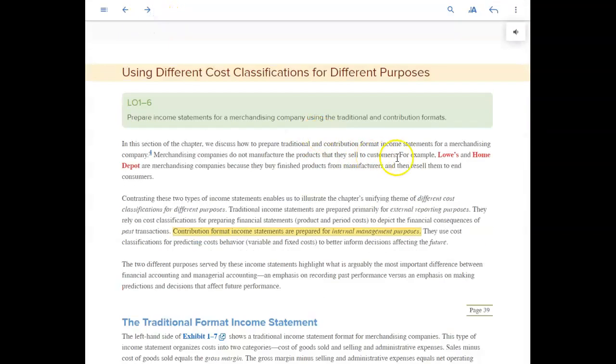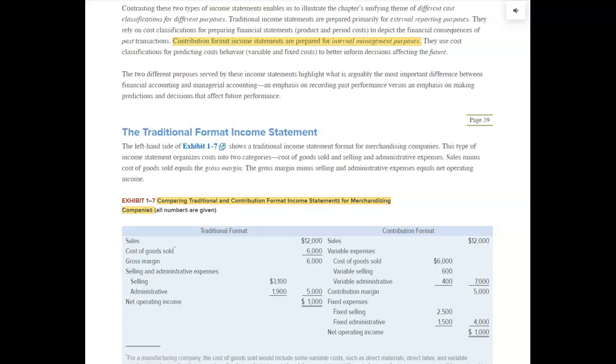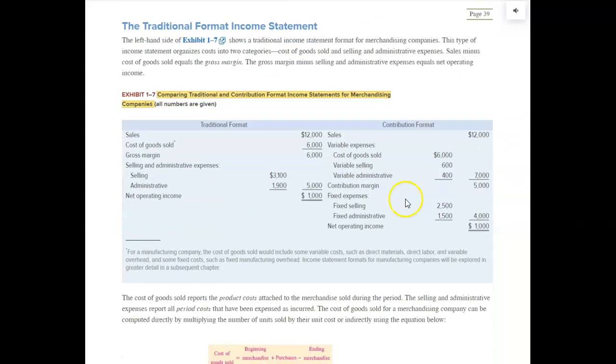Okay, next page. Let's look at these different formats. For internal management purposes, we can have an income statement that is called the contribution format income statement. Let's look at this example here. In the previous course, we prepared an income statement that looked like this. It's a very condensed version, but we had sales, cost of goods sold, gross profit, and selling and administrative expenses. Sometimes this is called operating expenses, that's fine. And then we have net operating income, let's say of $1,000. So this is what we learned in the previous course.